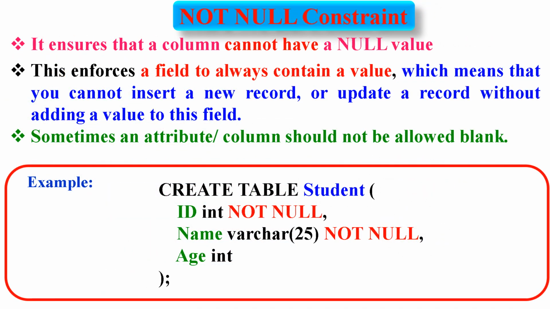Some commonly used constraints are the not null constraint. It ensures that a column cannot have a null value. Null means missing or unknown or not applicable value. This enforces a field to always contain a value, which means that you cannot insert a new record or update a record without adding a value to this field. Sometimes an attribute or column should not be allowed blank.